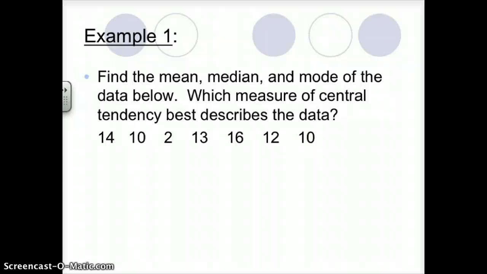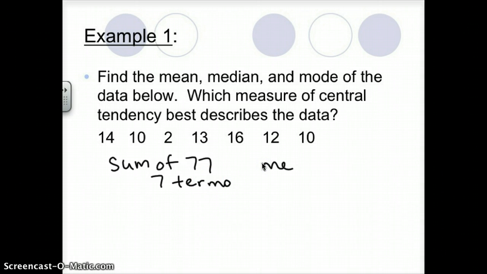So if I'm going to find the mean, I'm going to add up everything that's here. I'm probably going to use a calculator, though these might be numbers that are easy enough to do in my head. I'm summing them all, and I'm getting a sum of 77. If I do a quick count, I notice that there are 7 terms. So to find the mean, I will do 77 divided by 7, and I get a mean of 11.